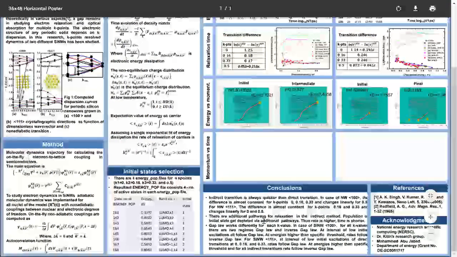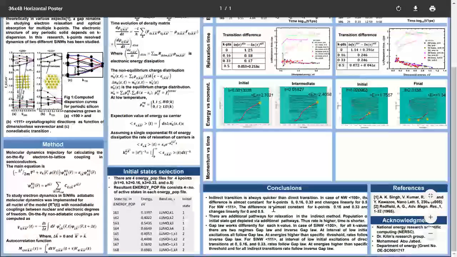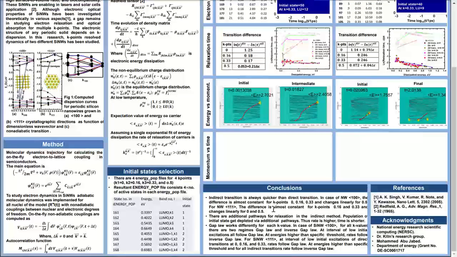Now I'm going to talk about how to select initial states for dynamics calculation. In order to do that, we used MATLAB code, and since we know we need rate field tensors for calculating dynamics, we used the same MATLAB code for calculating rate field tensors.